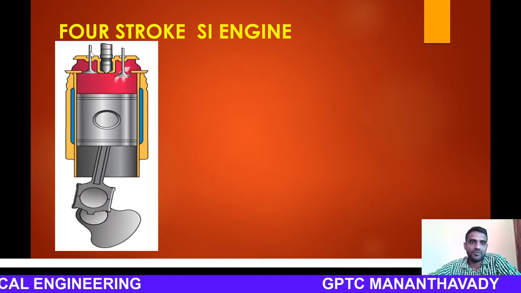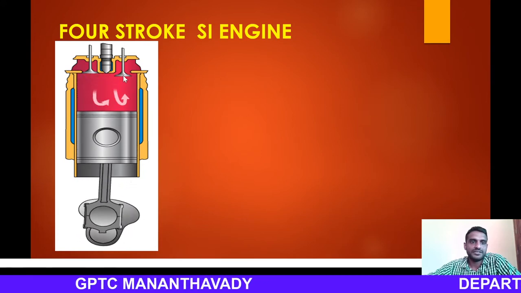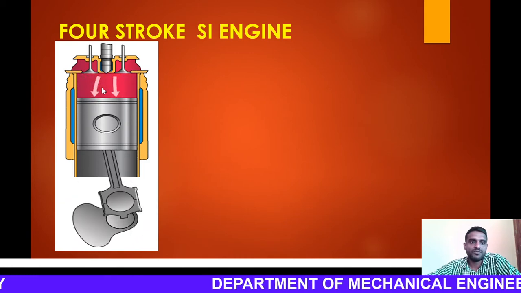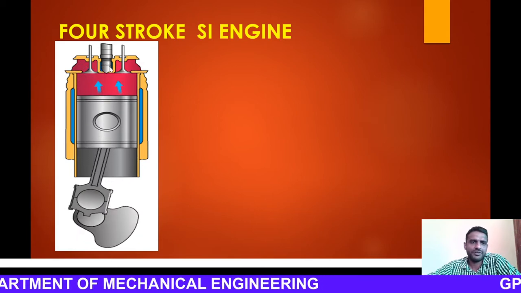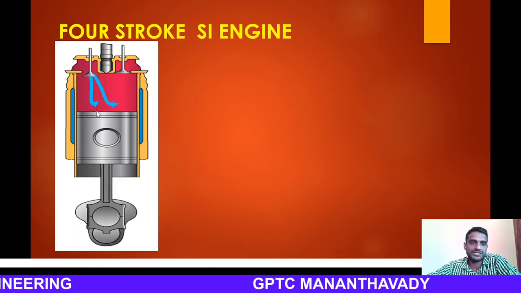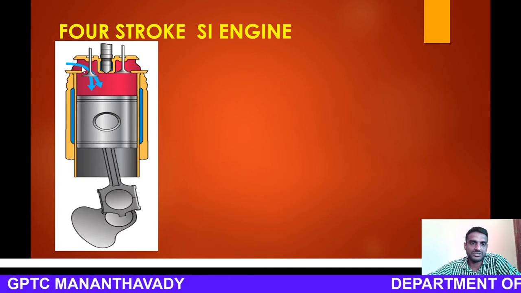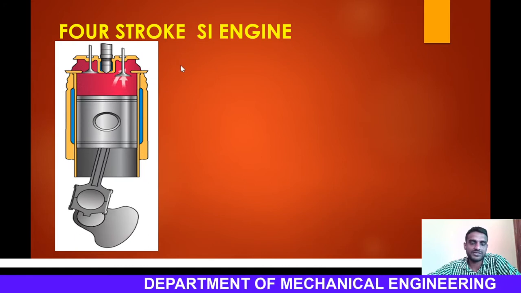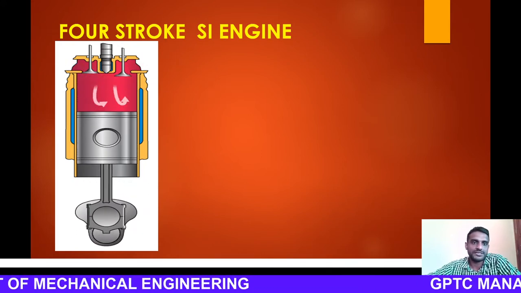Okay, and you can see the valves. This is the inlet valve, and it is open during the suction stroke, and this one is the exhaust valve, open during the exhaust stroke. And this is the upward movement. Now that one is the compression stroke, and here you can see the spark plug. So there are four strokes: suction, compression, expansion, and exhaust. These are the four strokes that are employed in a four-stroke SI engine.